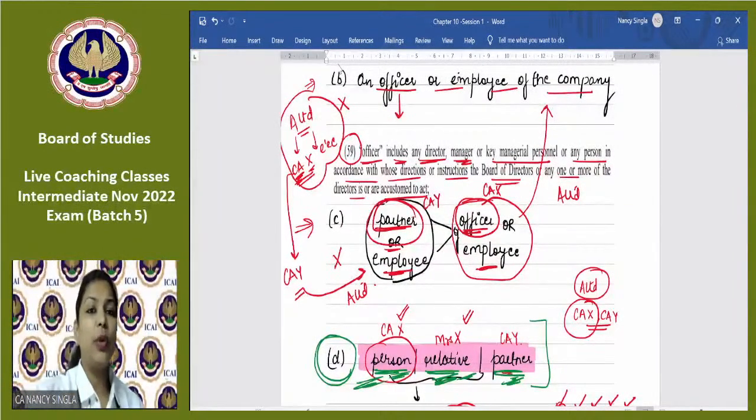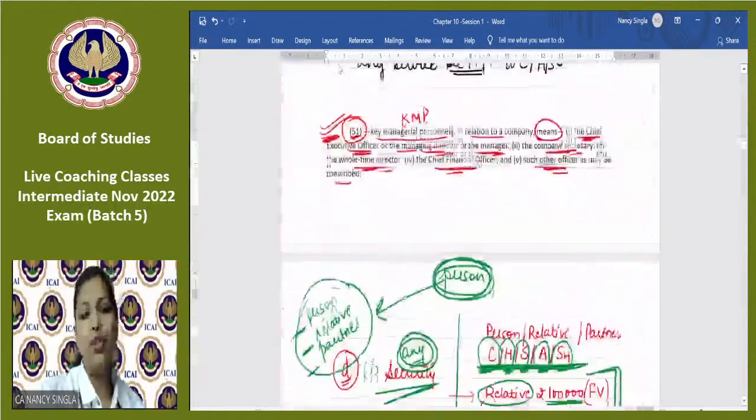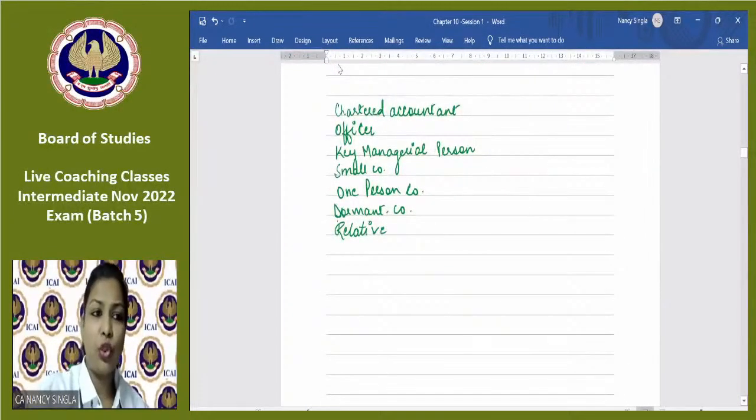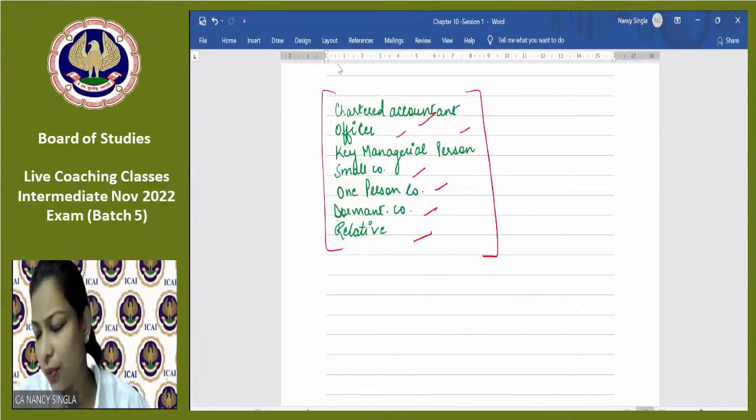These definitions, whatever I've shown you, are not to be as such learned by heart. These are shown for your understanding. ठीक है? So I have shown the definition of these: chartered accountant, officer, KMP, small company, one person, dormant, relative. These are for your understanding. ठीक है चारू? Is it clear? Manoj, is your doubt clear?